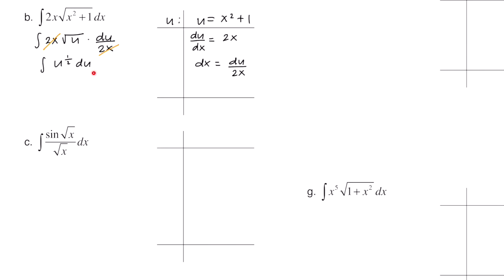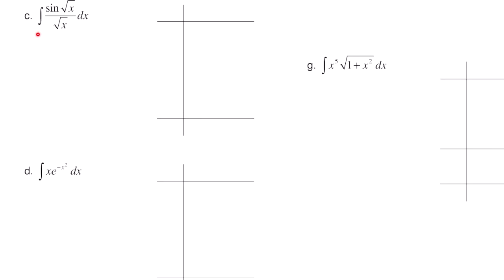So now we're ready to integrate. Remember, when you integrate, you're adding 1 to the exponent, so you get u to the 3/2. And we divide by the new power, which is the same as multiplying by its reciprocal, so we're going to times by 2/3. And then we're going to put plus c. And finally, our last step is we're going to refresh the problem. We're going to plug our u back in. So our final answer is 2/3 times the quantity x squared plus 1 to the 3/2 plus c.